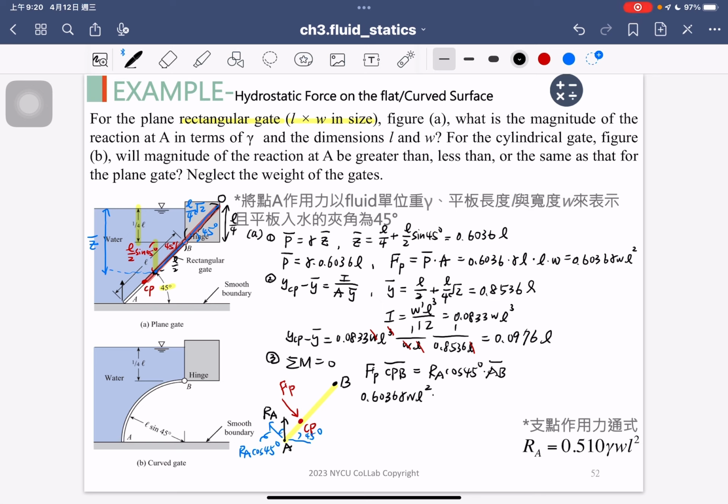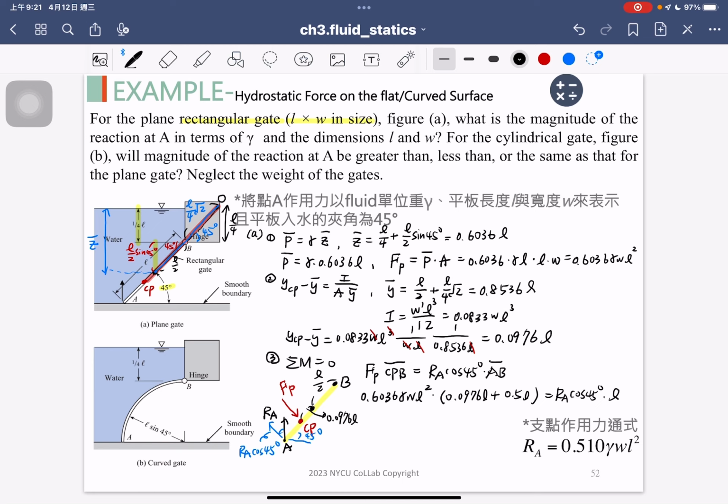And what is the CPB length? We know that the point here is the centroid point, and the length here is L over 2, because the total length is L, and the YCP minus Y bar here is 0.0976 L. So the CPB length is 0.0976 L plus 0.5 L, which will equal RA cosine 45 degrees, and the AB length here is L.